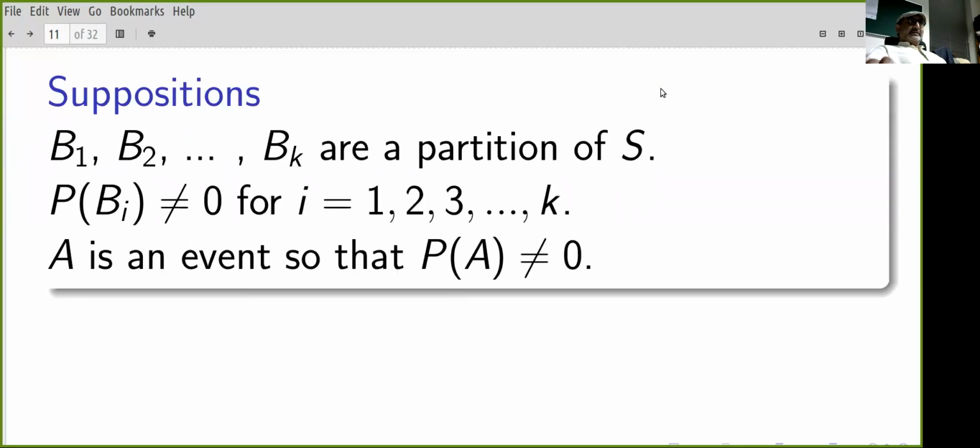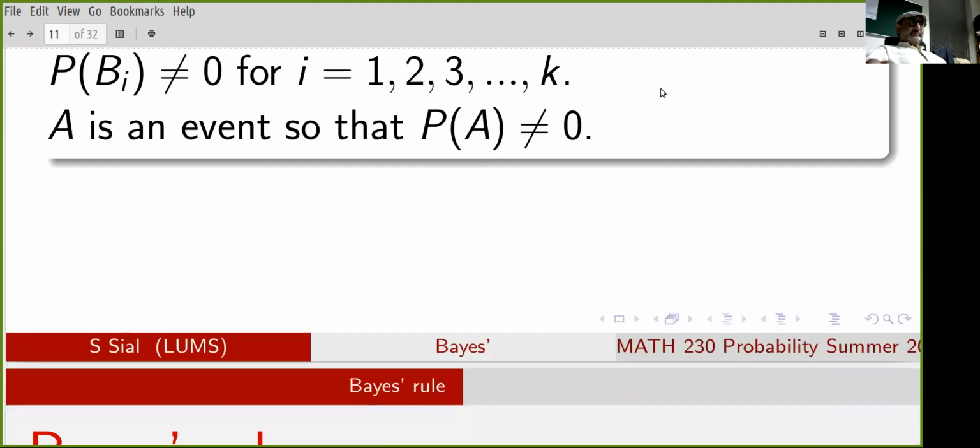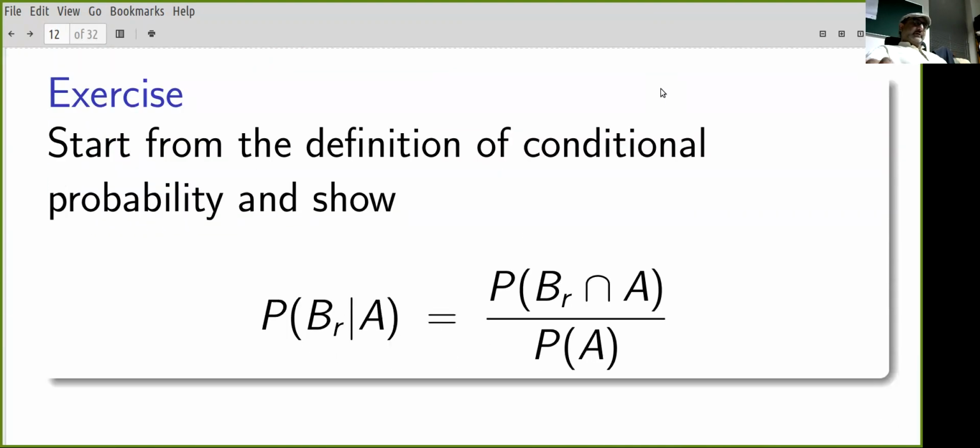Okay, so let's suppose that we have non-empty sets B1, B2, up to Bk, which are a partition of S, and the probability of any given Bi is not equal to 0, and A is an event such that the probability of A is also not equal to 0. Let's start with the conditional probability of one of these sets in the partition, B sub r. So the probability of B sub r given A is, by definition of conditional probability, the probability of B sub r intersection A divided by the probability of A.